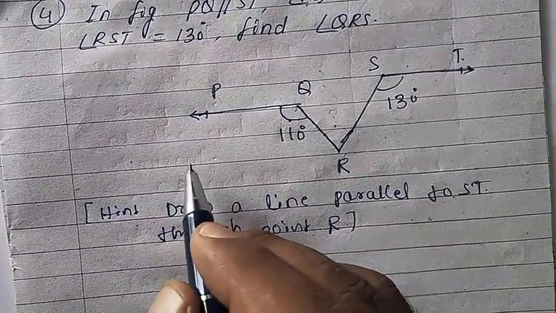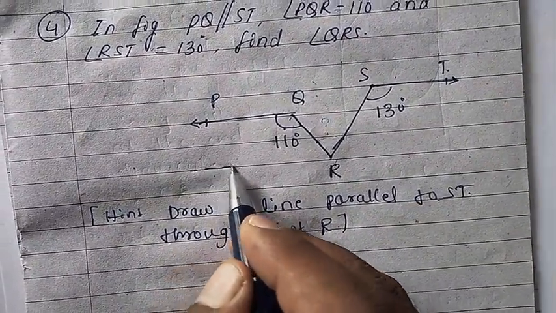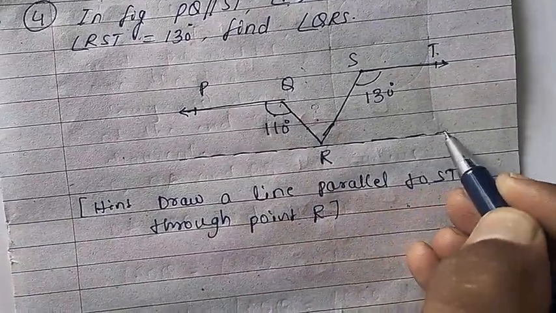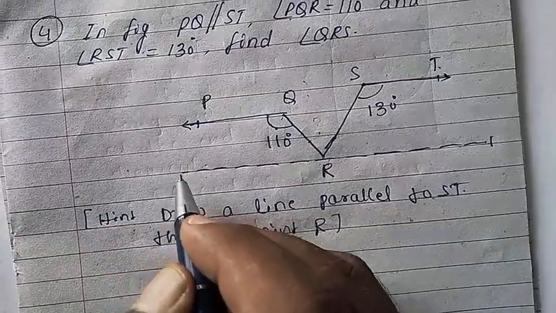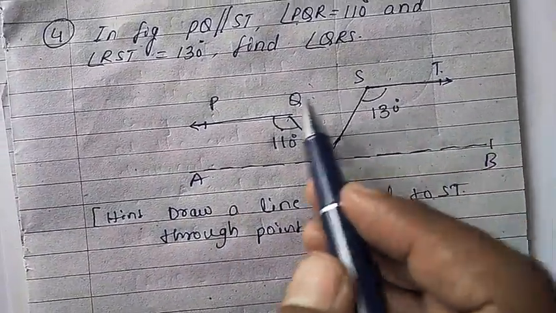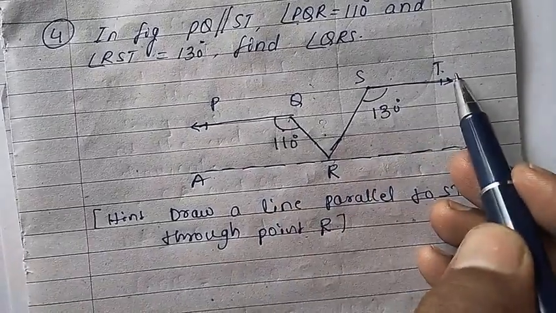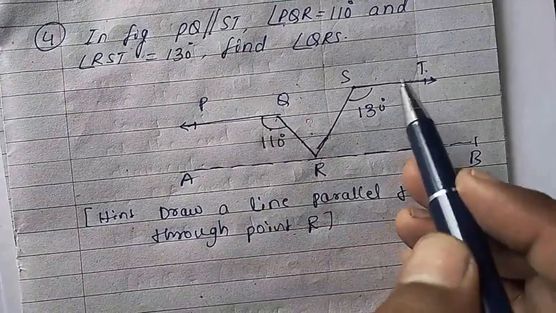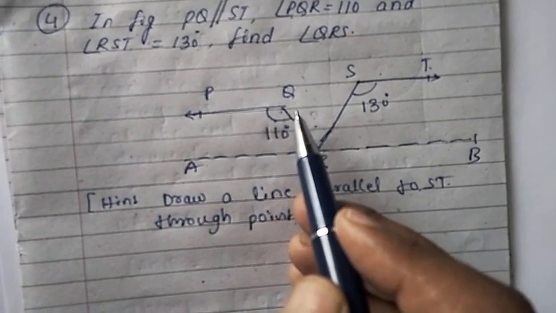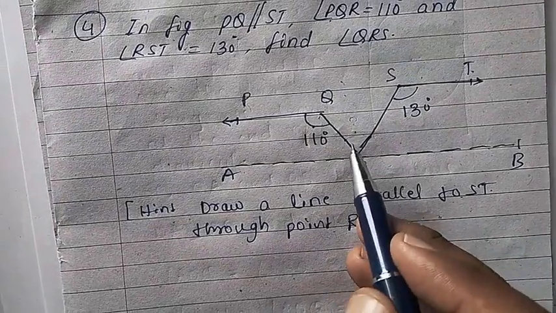So do the construction here. This line is parallel to ST. Clear? Now give the name: this one, AB, is parallel to ST. This line is parallel to ST, which means this line is also parallel to PQ. Clear? So see now how to find this angle here.